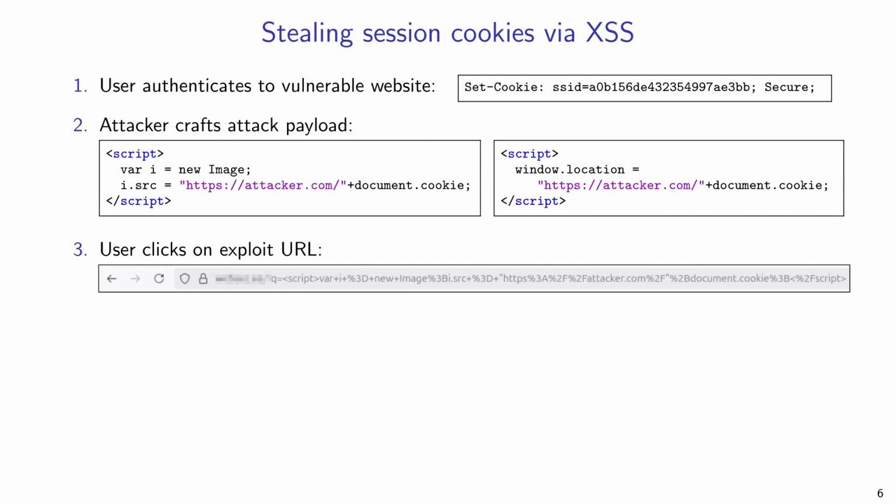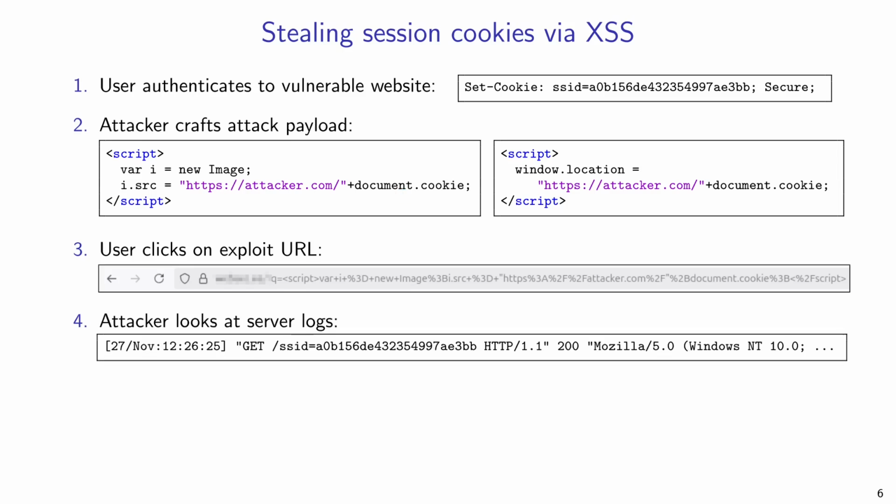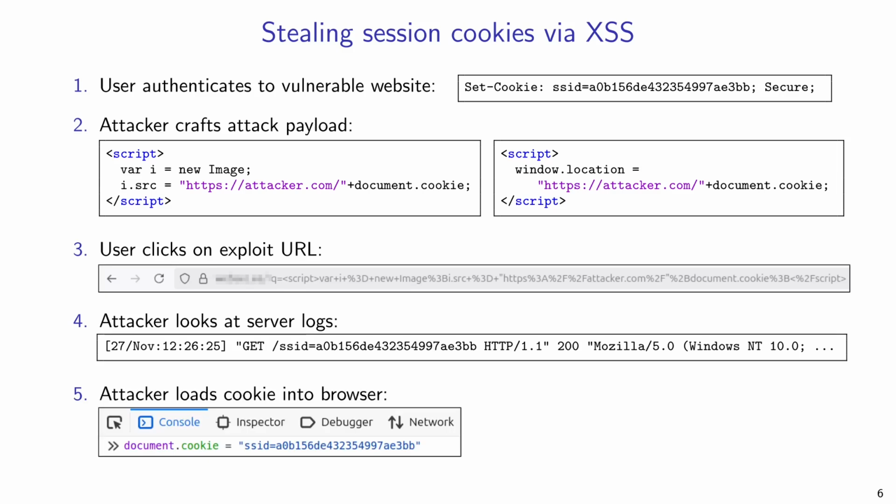Anyhow, the attack payload then is delivered to the user, and the user clicks on the exploit URL, and the user browser makes a request to the attacker's server with the user's cookies being embedded in the request URL. The attacker looks at the server logs and sees the cookie value in the path of the request. The attacker loads the cookie into a browser, refreshes the web page, and is logged into the website as the user, which is pretty bad for the user.